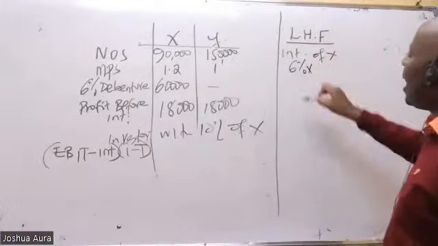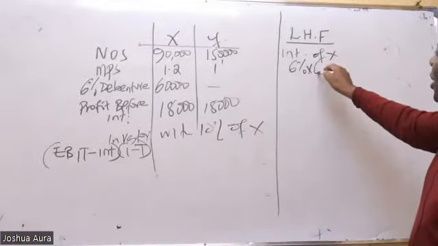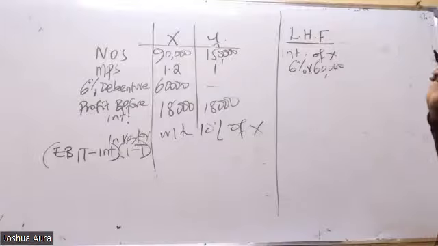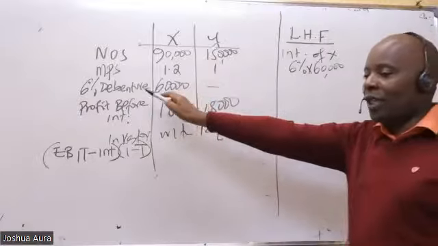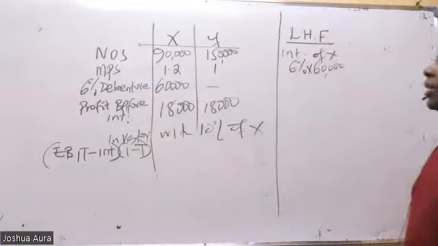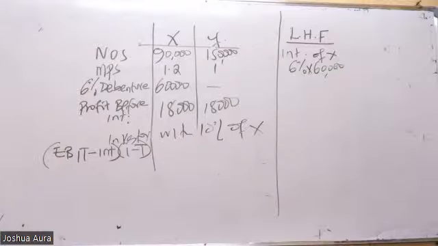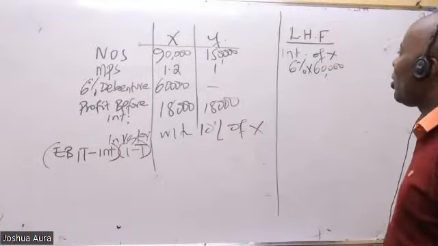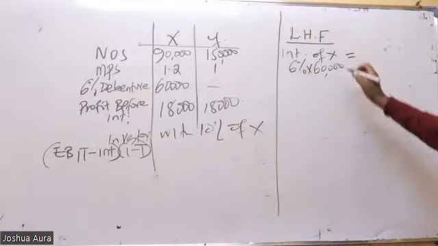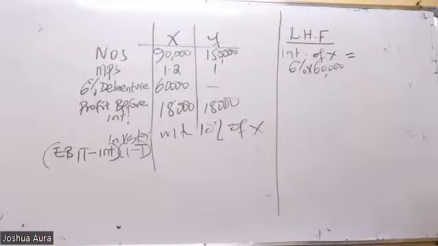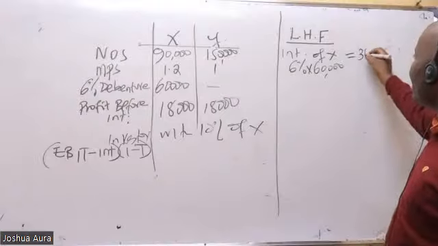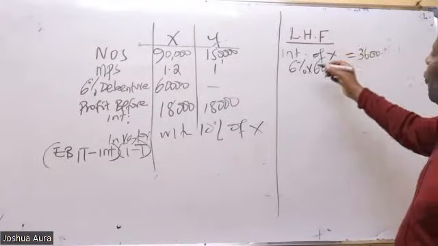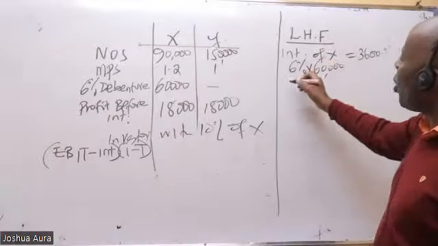This will be 6% of 60,000, because the loan here is 60,000. The rate of interest is 6%. So 6% of 60,000. What figure are we getting? Somebody to help me answer, or rather teach somebody. 6% of 60,000. This is 3,600. Thank you very much.